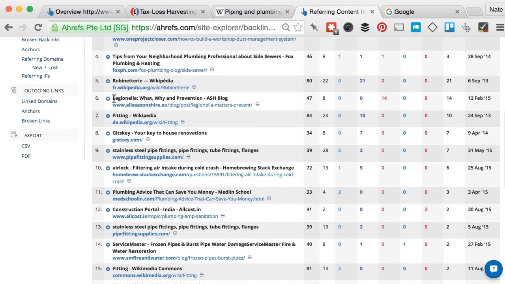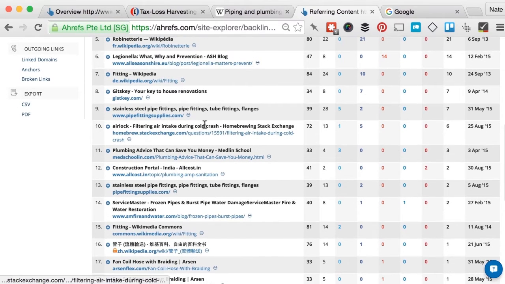Here's another one, Legionella. This is, what, why, and prevention. This is the type of topic that you wouldn't think is important in the plumbing space, but it's directly related to plumbing, ventilation, and drainage. And so, again, if you factor that into your content strategy, writing content for the people that can link to it, these are the types of links that you could get that your competitors will probably not be able to replicate.